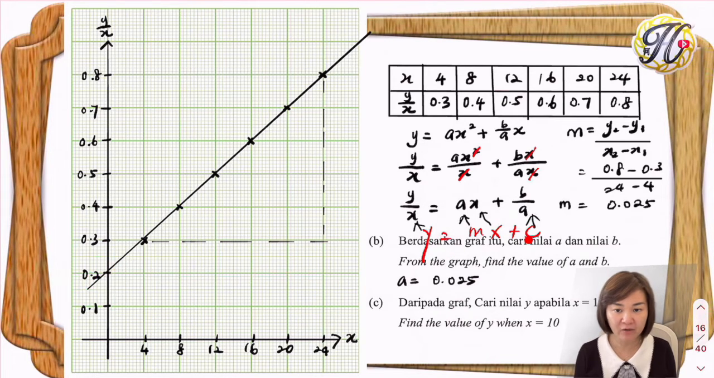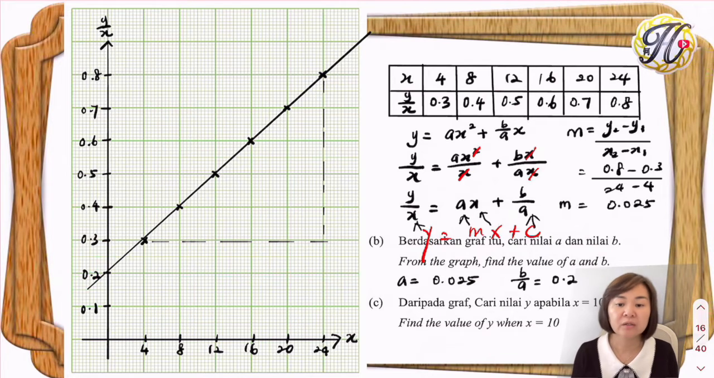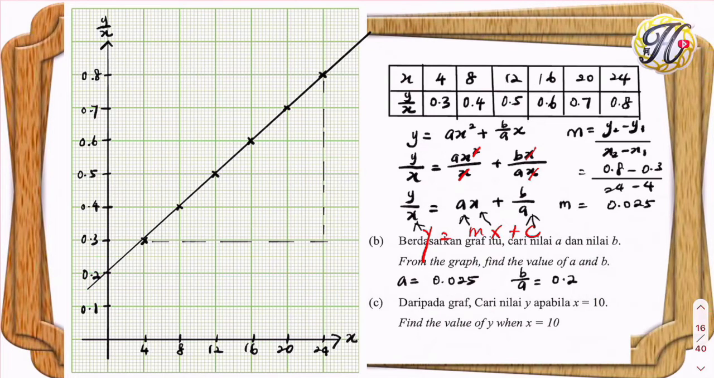So my c, the value of c actually is b over a. But now that question asks you to find the value of b, right? So we already go for the last step, which is find the c. So which is my b over a is equal to 0.2. But that is not the answer because question asking for b. So a, which is 0.025. So what's your b? So my b is 0.2 times 0.025. My b, which is equal to 0.005. Okay, so this is my answer for b.